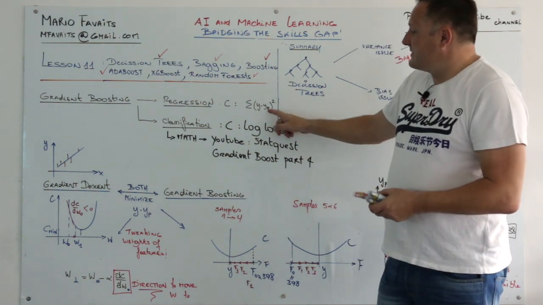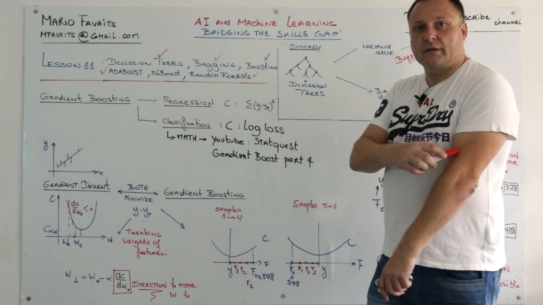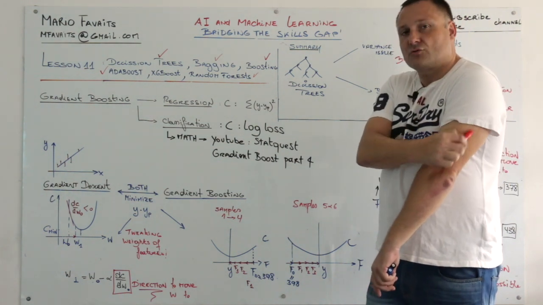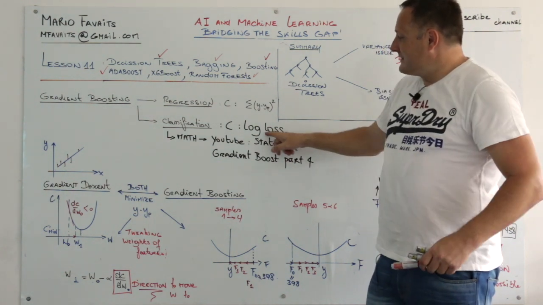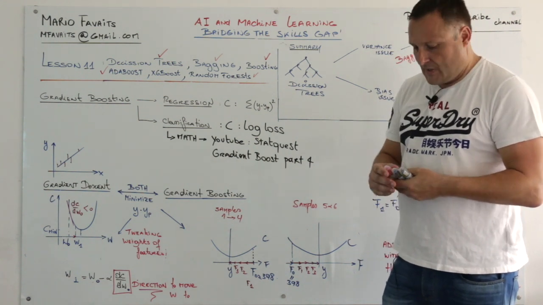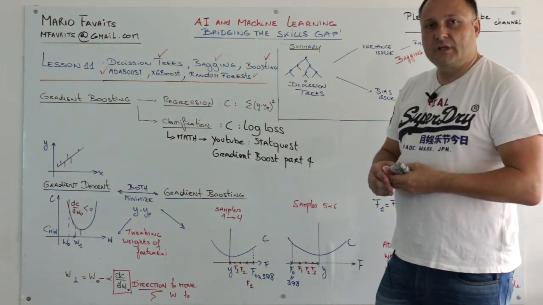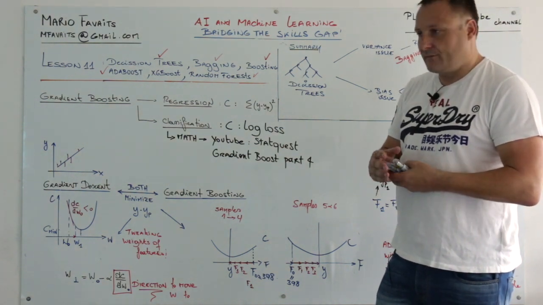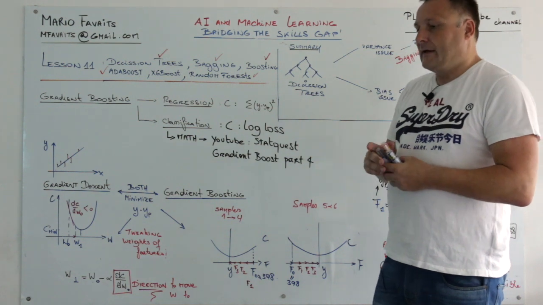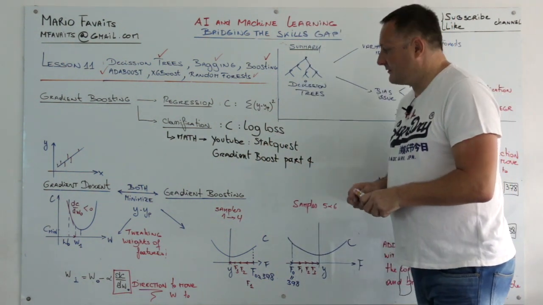So the main difference is in the cost function. Here we use the squared error between the prediction and the true value, whereas in classification we will work with the log loss. And we've done some examples here when we talked about logistic regression. In logistic regression, we looked at minus the log of the likelihood. It's something similar.